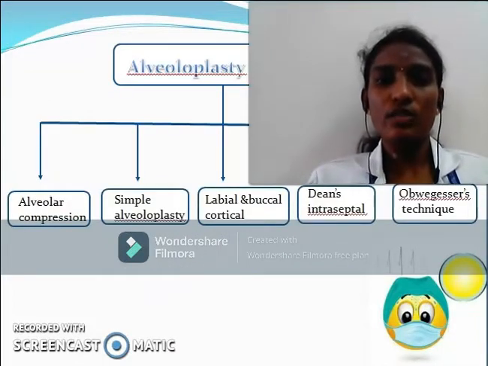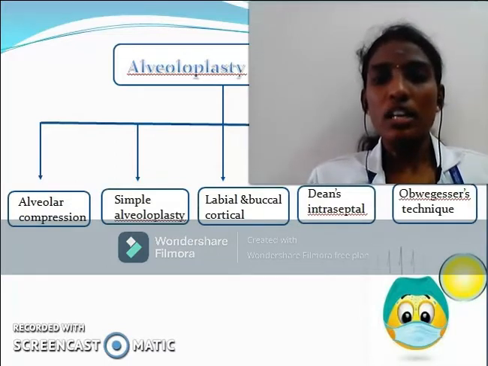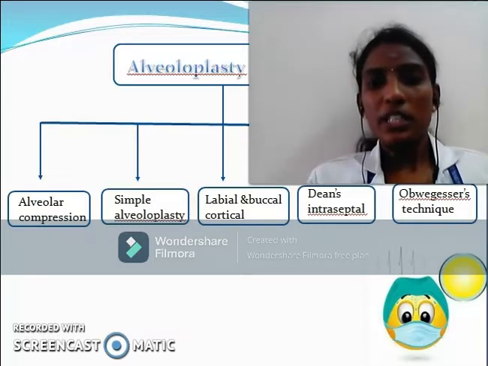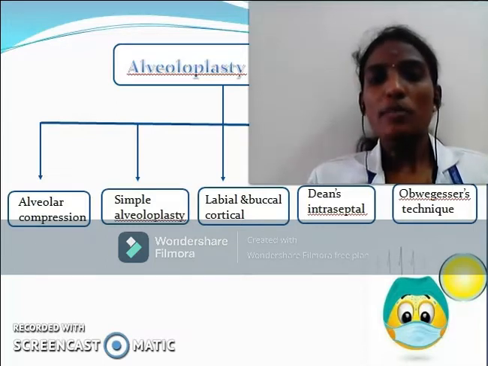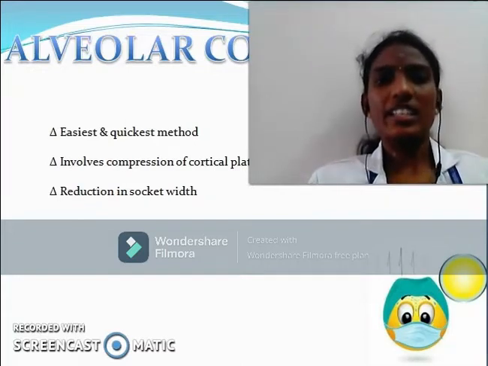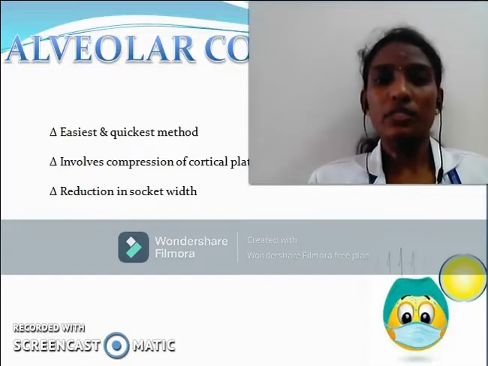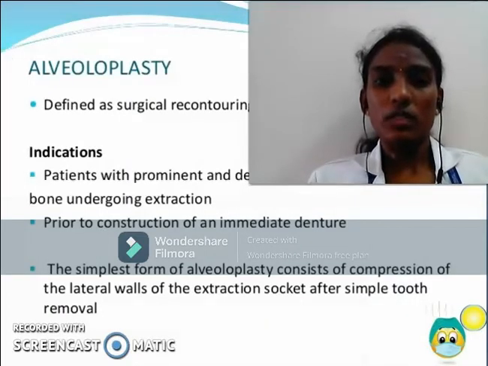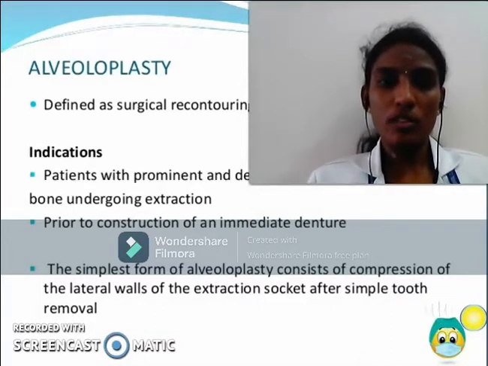Alveoloplasty is classified into 5 types: alveolar compression, simple alveoloplasty, labial and buccal cortical, Dean's intercortical alveoloplasty, and the Obwegeser technique. Alveolar compression is the easiest and quickest method, involving compression of the cortical plate with a finger, with reduction into the socket. Alveoloplasty is defined as the reconstructing of the alveolar process.